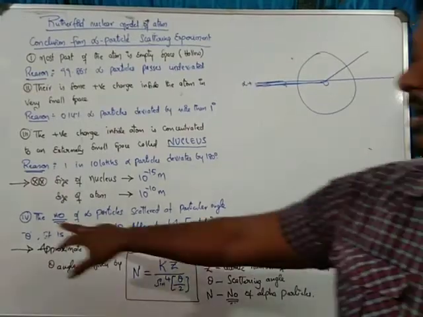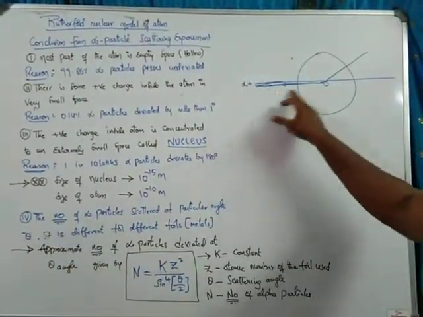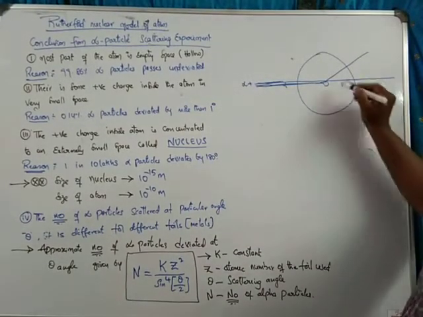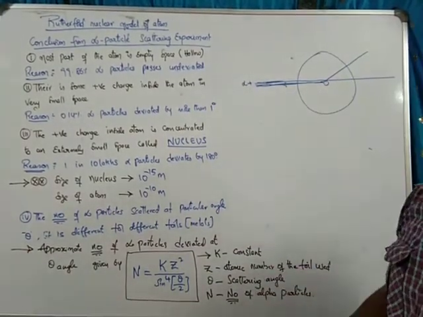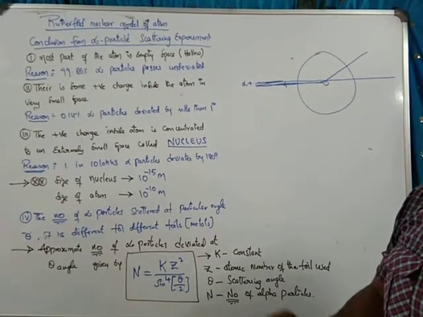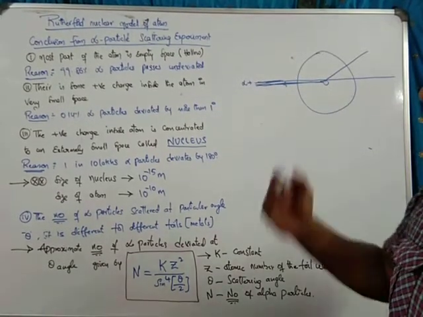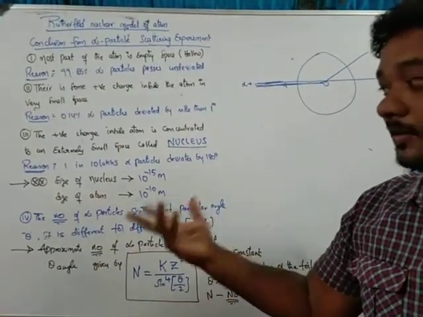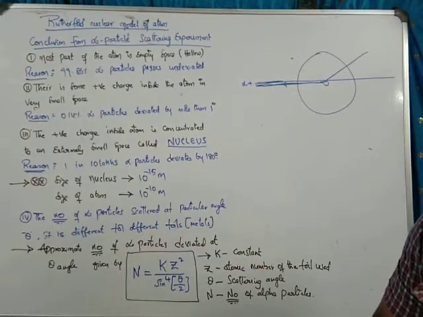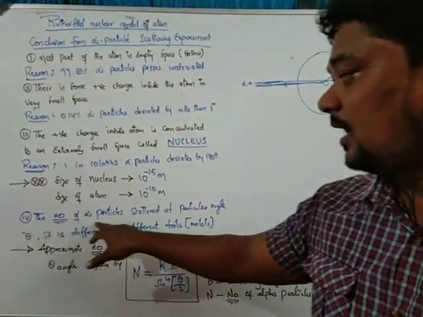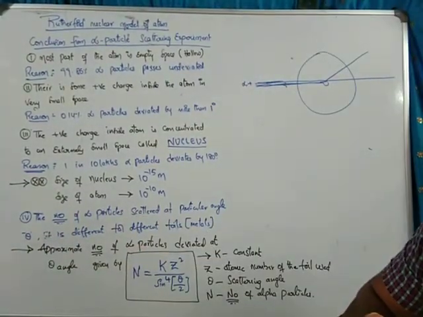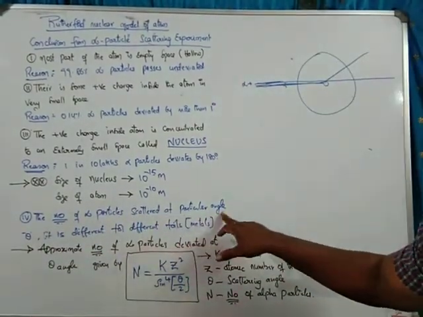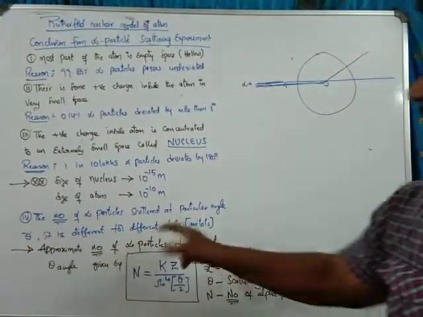Generally, we have sent alpha particles for different scattering angles. Theta may be 0, 30, 45, 60, 90, 120, 180. We have different angles, so we have to calculate for what angle how many particles will be scattered. The number of alpha particles scattered at a particular angle theta is different for different foils.